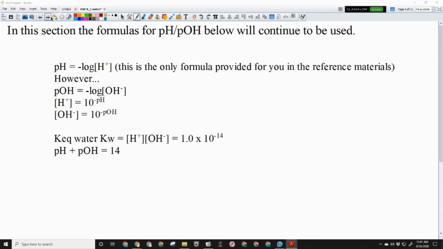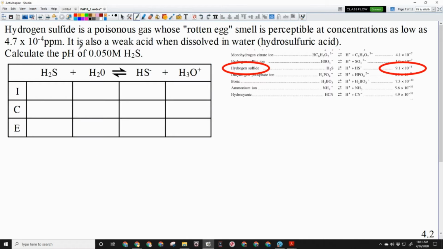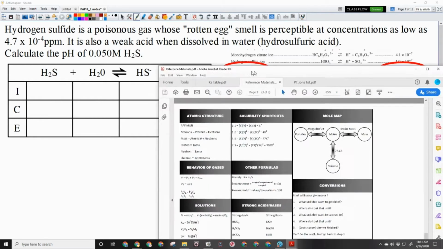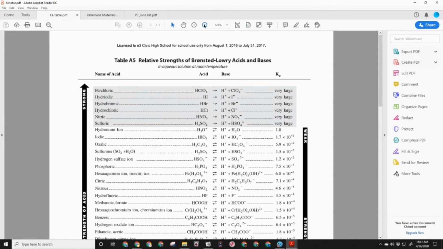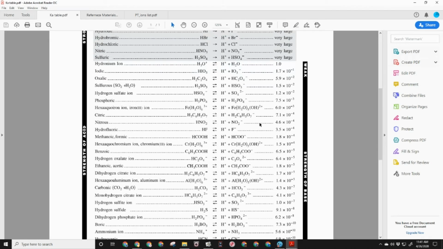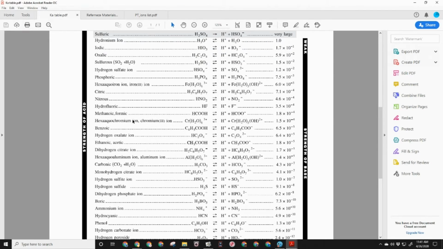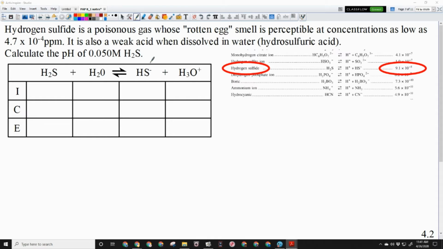All right, for our first example, what you're going to need is definitely this Ka table that I sent to you, linked in Canvas. You're also going to need this as you work out these problems, and probably on the quiz as well.